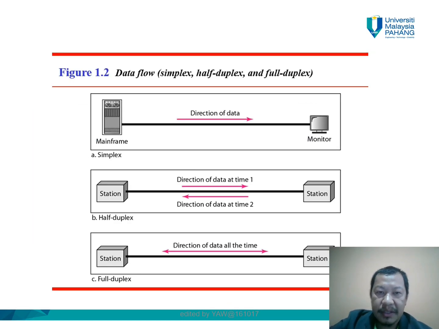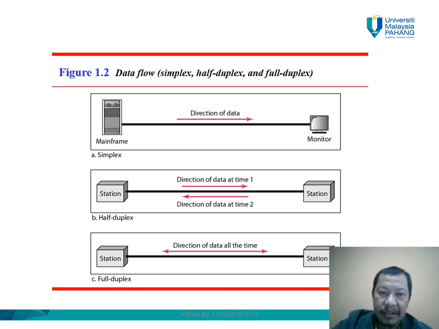Next, figure 1.2 shows 3 types of data flow. First is simplex, second is half duplex, and thirdly is full duplex. In the first, which is called simplex, the direction of data is only one way, from the mainframe to the monitor, or we can say from the transmitter to the receiver, only one way.